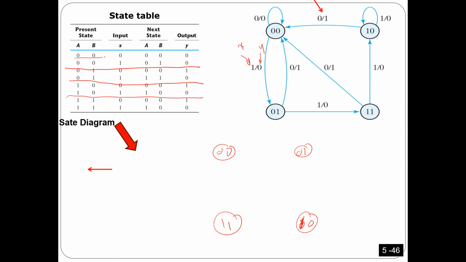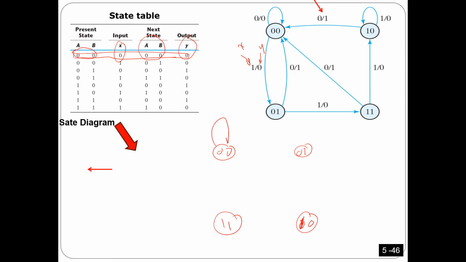Let's look at this record here. What is this one telling me? It is telling me that if the current state is 0, 0 and x is 0, then the next state is 0, 0 and y is 0. So how can I show that in the diagram? If I'm at 0, 0, and x is 0, y is 0, I'm going to do it this way. Very easy, right? This row is represented by this arrow this way. Very easy, right?